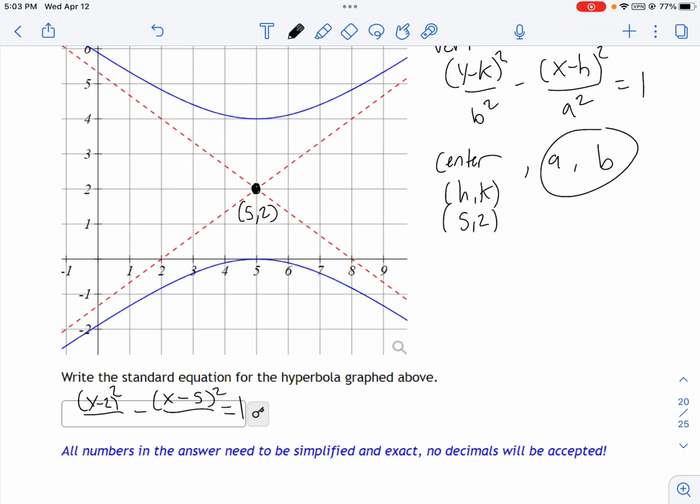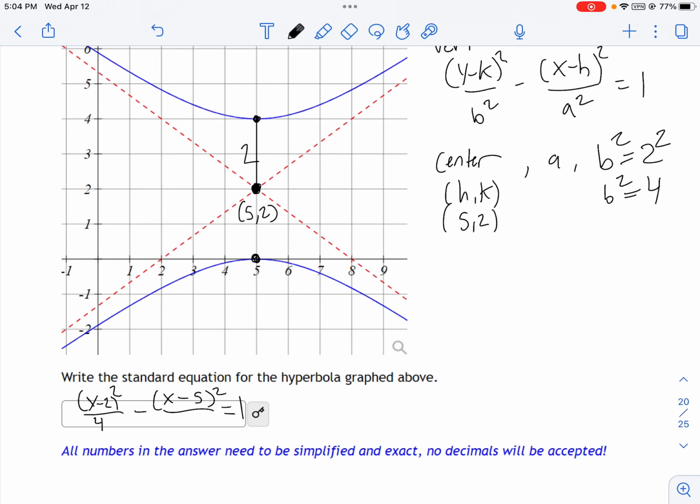Now we got to find our a and our b. This one's not too bad either. Remember, a is always the horizontal distance to either a vertex or a covertex. In this case, it's going to be a covertex because your hyperbola is vertical. And then b is going to be the vertical distance, from center to vertex. The vertex is the turning point on your curves for the hyperbola. So that's a distance of 2, which means your b value equals 2. If we square that, b squared is 4. So that means we have a 4 under our y minus 2 squared in our equation.